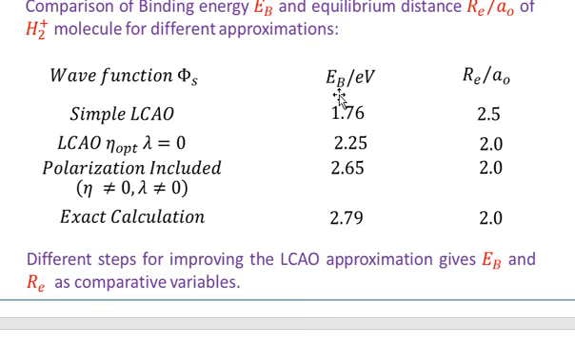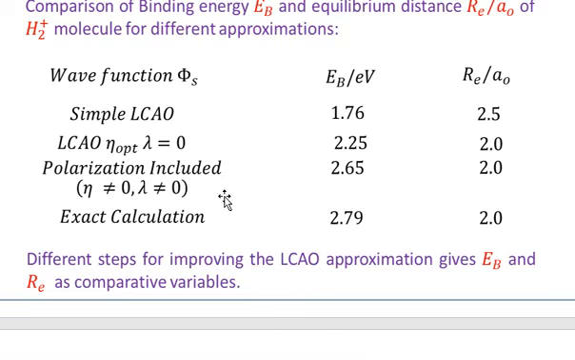In the second column, I am giving you the binding energy of the molecule in electron volt. The third one is the value of Re, the equilibrium distance, in terms of the Bohr atomic radius a0. You can see that the simple LCAO method gives you 1.76 and the Re value is 2.5. The LCAO optimized method with lambda equal to 0 gives you 2.25 with the Re value equal to 2. The polarization included method gives you 2.65 with the Re value equal to 2. The exact calculation gives you 2.79 and the Re value equal to 2.